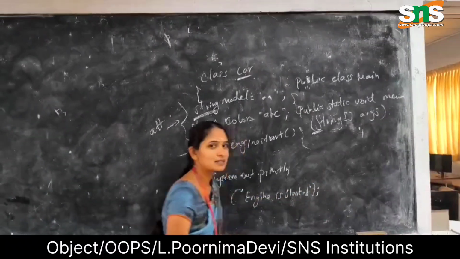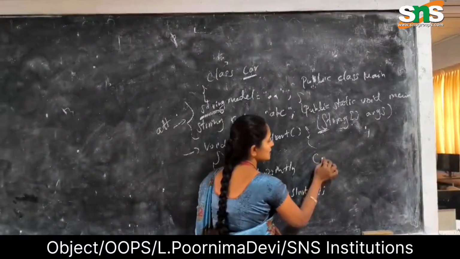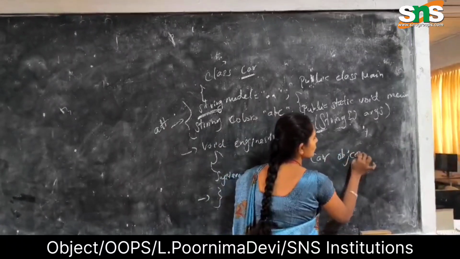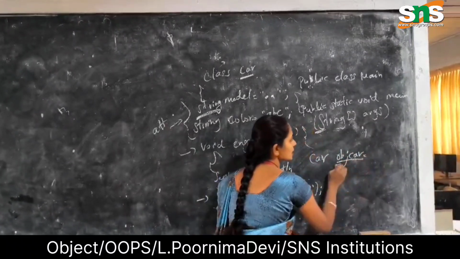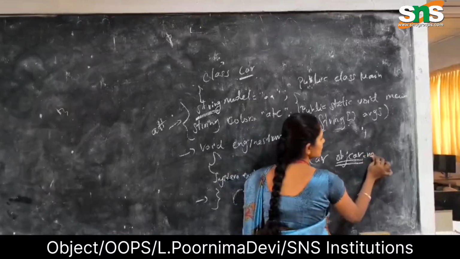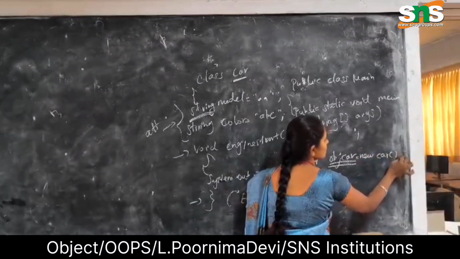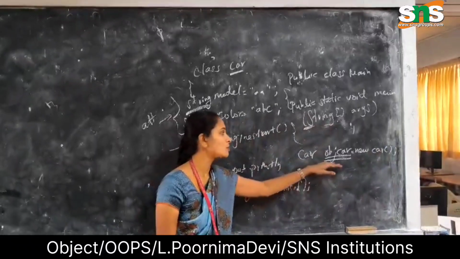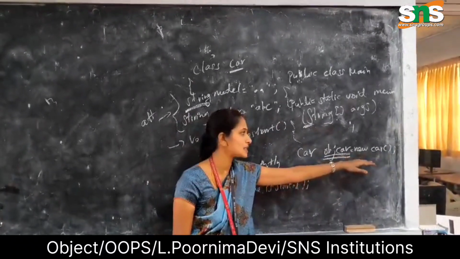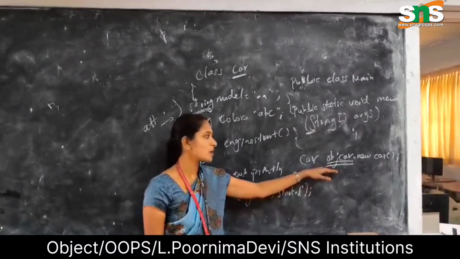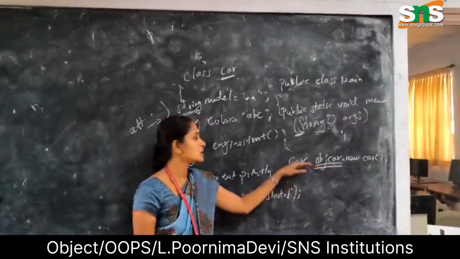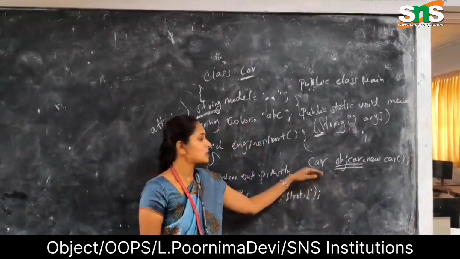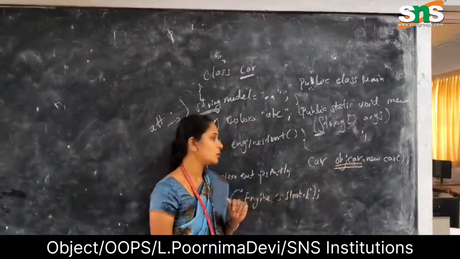What is the syntax for the object? Class name: my class name is Car. My object name: I have created my object name as objectCar. Then, new Car. This is the object creation: class name, object name equal to new class name. objectCar is my object name, which is why I underline this object name.